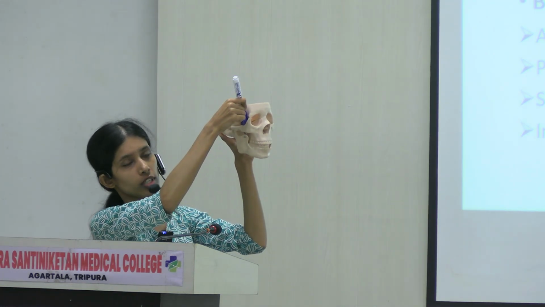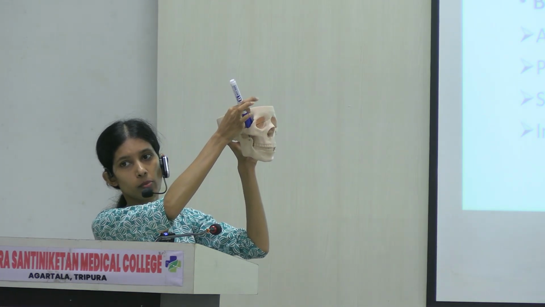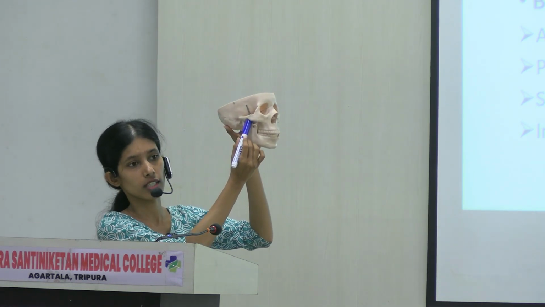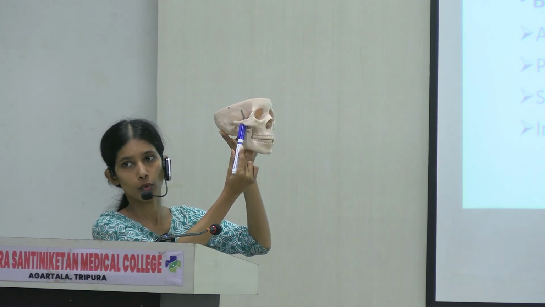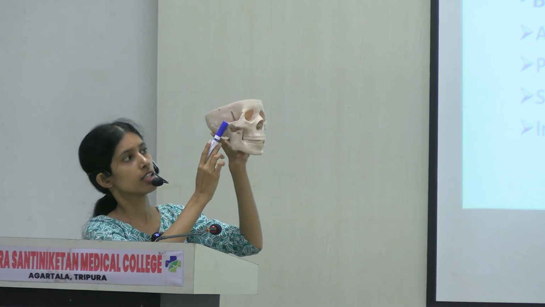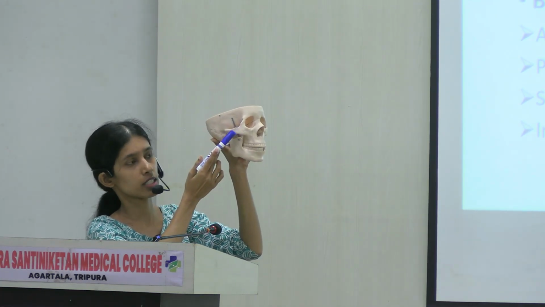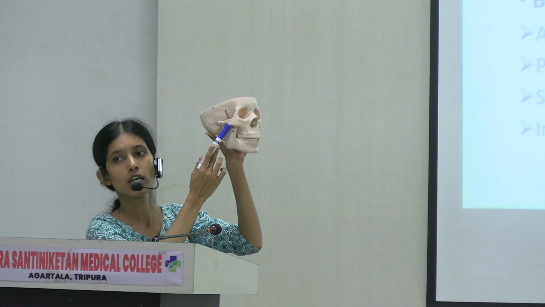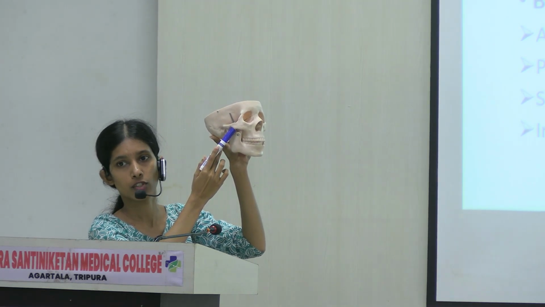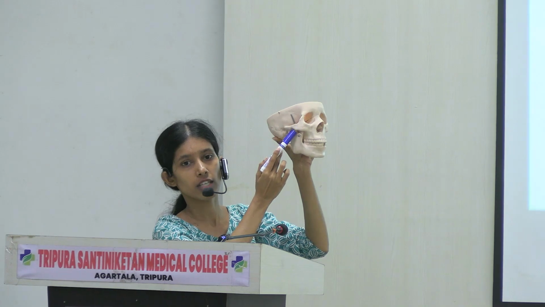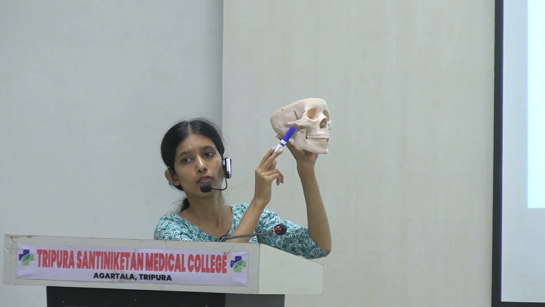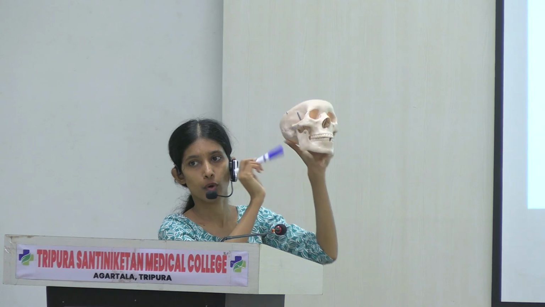The fossa what you are seeing here is your temporal fossa, okay, and this fossa what you are seeing here is the infratemporal fossa. I can say your temporal fossa is present above the zygomatic arch and the infratemporal fossa is present below the zygomatic arch. So, the zygomatic arch is the communication that is present between your temporal and infratemporal fossa, okay.